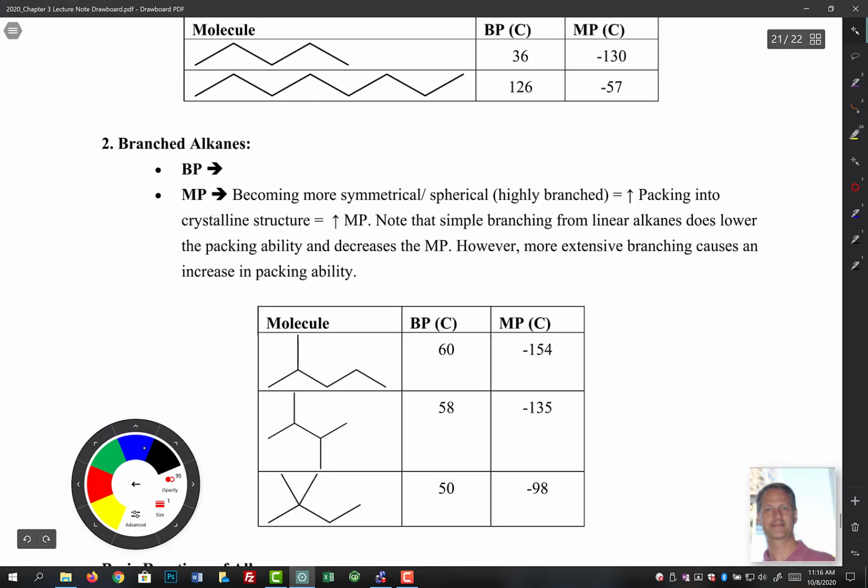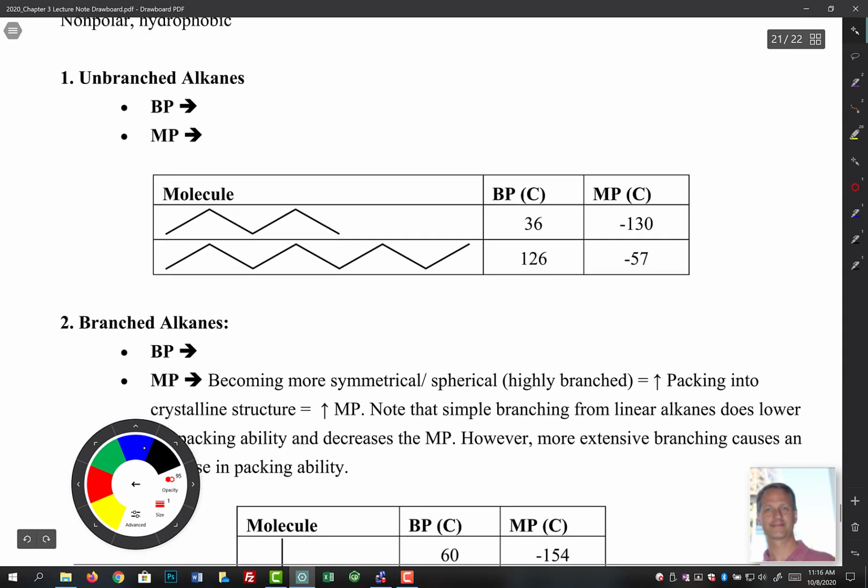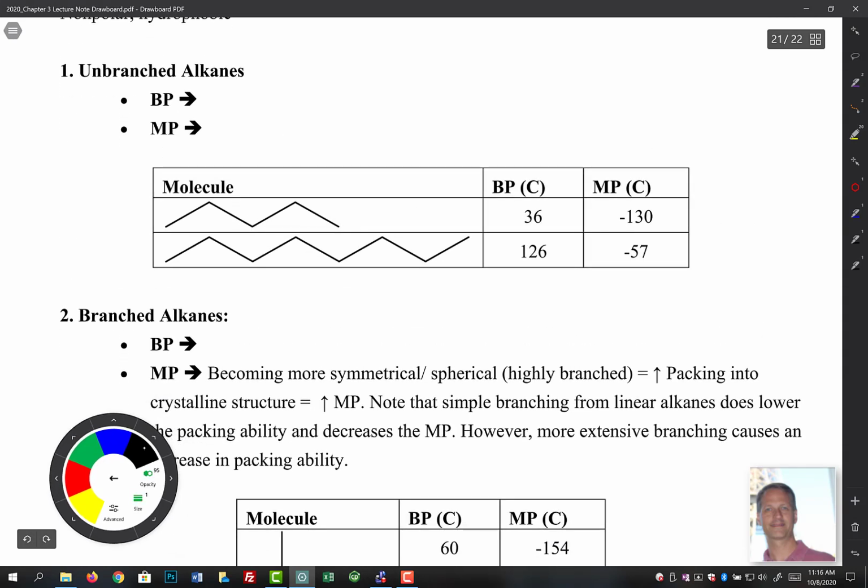Now when we talk about boiling point and melting point, we have to consider branching. So unbranched alkanes is what I want to look at first with you guys. As far as boiling point is concerned, if we have an increase in the number of carbons, that just means that you're bigger, right? That means you have an increase in molar mass. And if you recall, London dispersion forces are related to that. The more electrons a molecule has, the more London dispersion forces you're going to have, essentially. And that's going to increase boiling points.